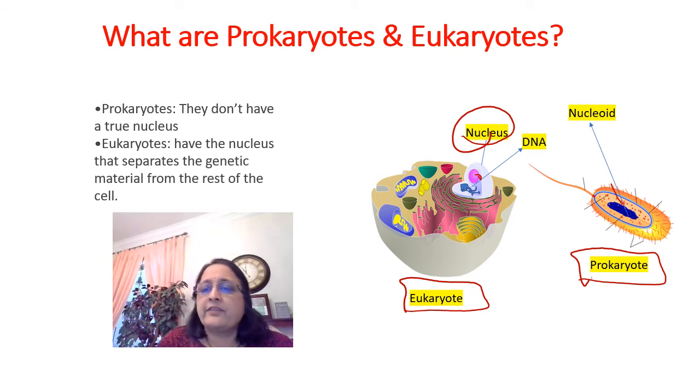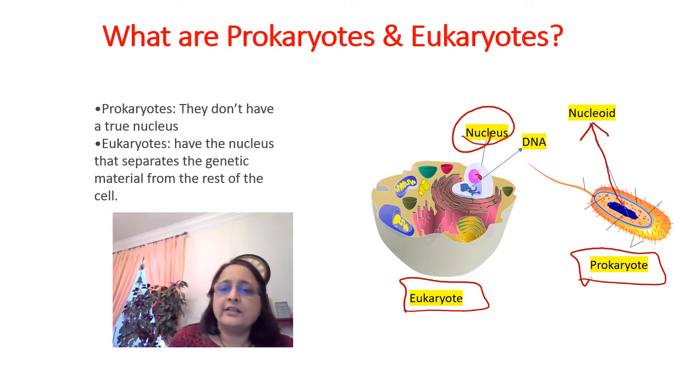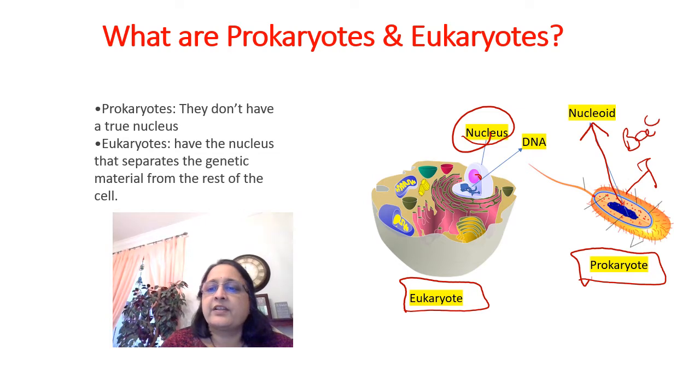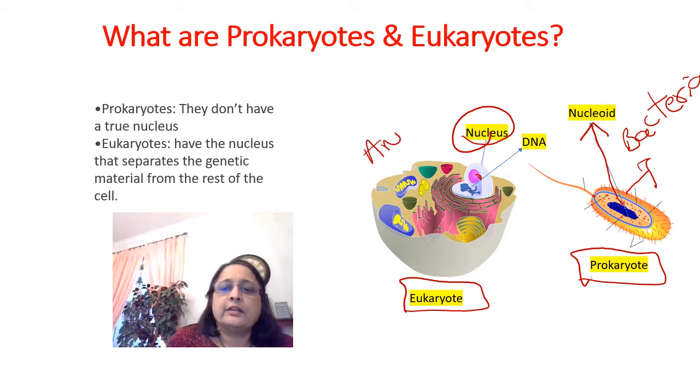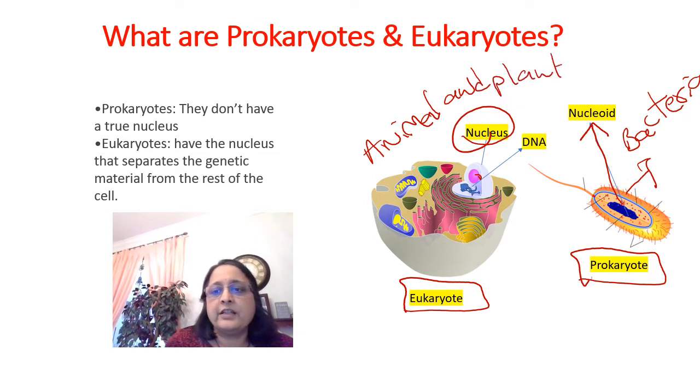Generally, we call this freely floating DNA the nucleoid. Do not confuse the term nucleoid with nucleus. As for examples, bacteria come under the prokaryotic group, and for the eukaryotic group, animal cells and plant cells come under this category.